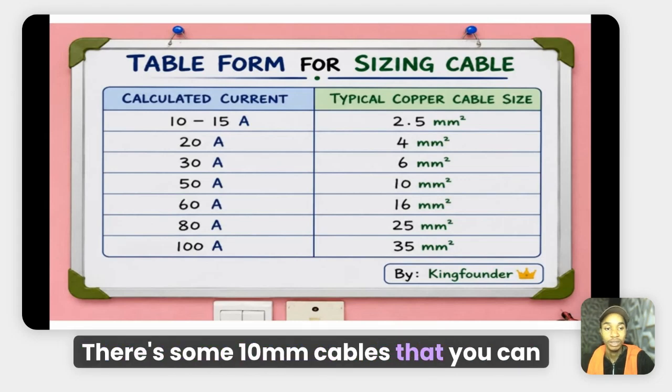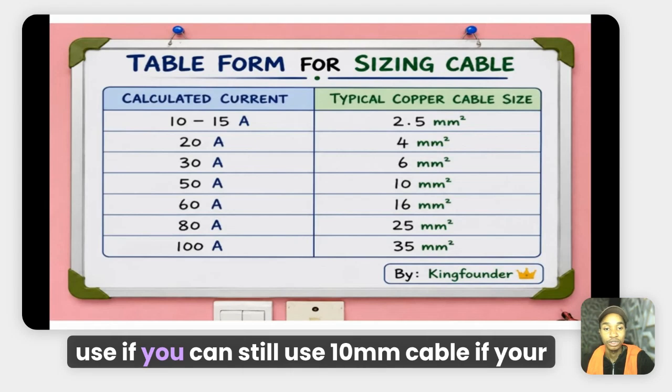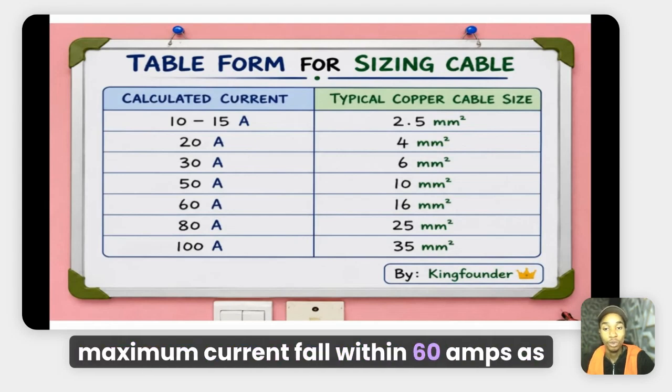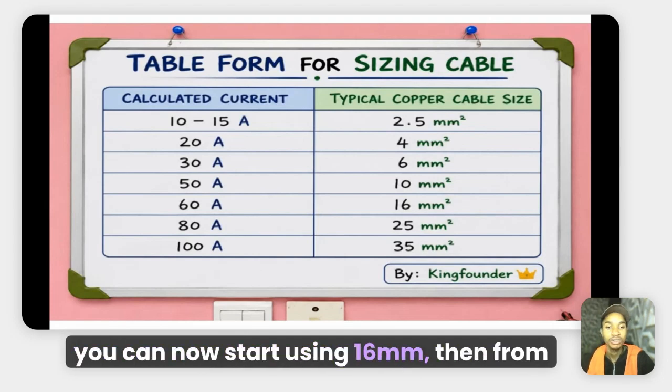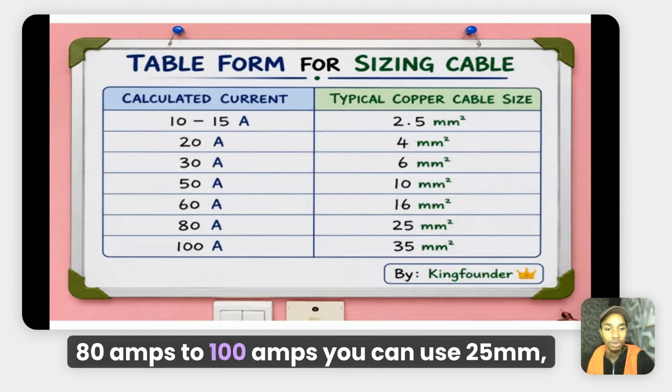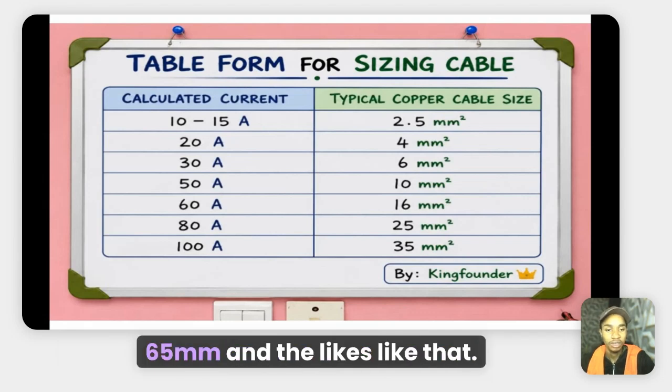There are some 10 mm cables that you can still use if your maximum current falls within 60 amps as well. So from 70 amps to 80 amps, you can now start using 16 mm. Then from 80 amps to 100 amps, you can use 25 mm, 35 mm, and the likes.